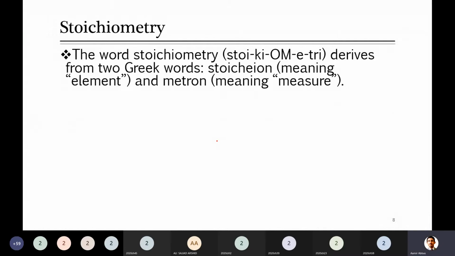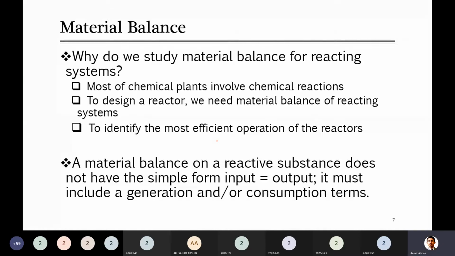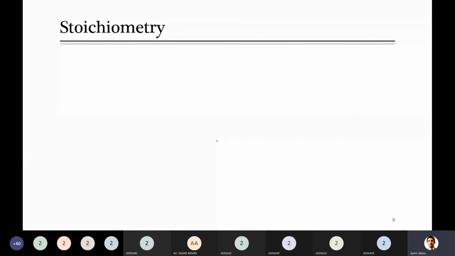Okay, that's the reason why you are going to study the material balance on these systems. So after that, we have to look at something called stoichiometry.